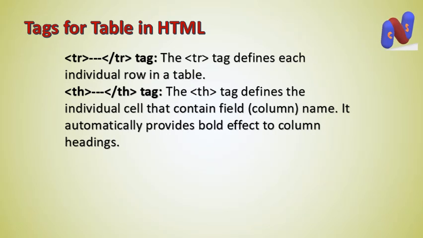Now the th tag, it is also a container tag. The th tag defines the individual cell that contains a field or column name. It automatically provides a bold effect to column headings. That means we use the th tag to specify the cell, but those cells are specific only and only for column headings, not for containing the data. Okay.